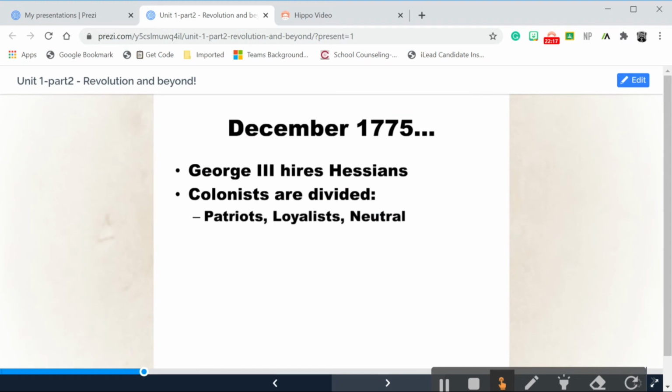So what else is going on? You have George III hiring Hessians, and the colonists are divided. You have the Patriots, you have the Loyalists, and you have the Neutrals.